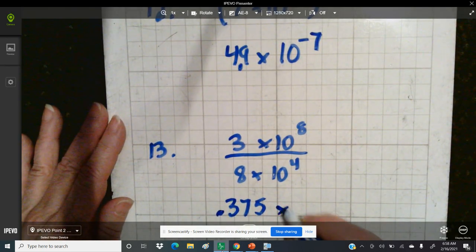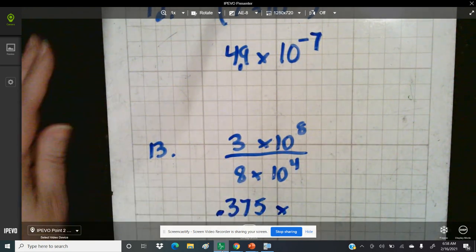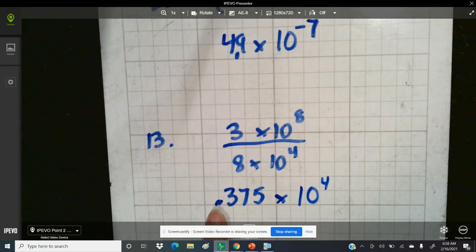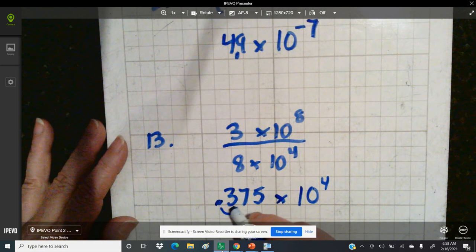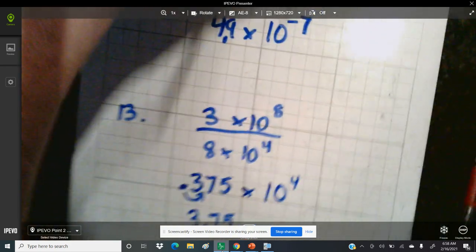Now, when I have 10 to the 8th divided by 10 to the 4th, when I'm dividing exponents, I subtract them. This will be times 10 to the 4th. Well, now I have to move the decimal over this way to make it 3.75 because it always has to be after the first whole number here. Let me move this down a little.